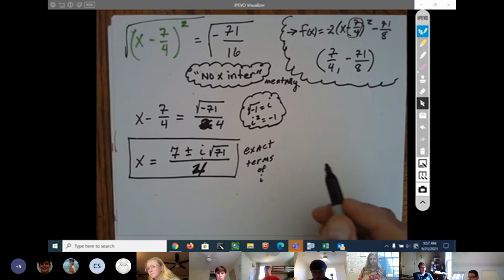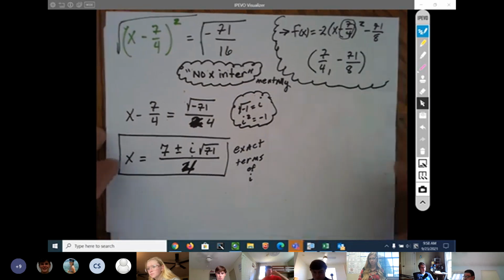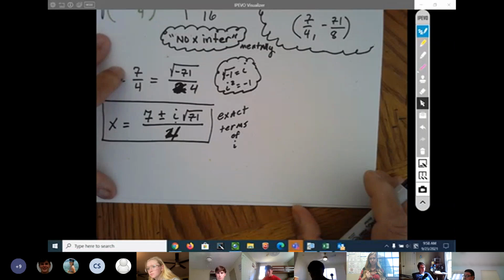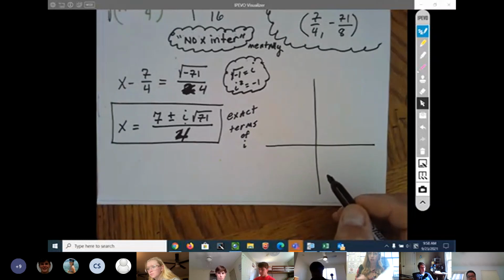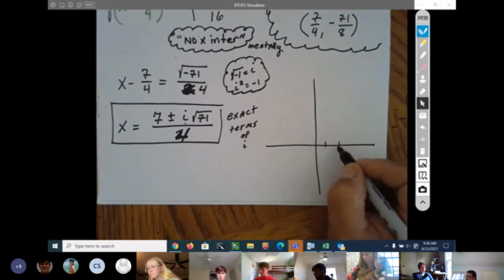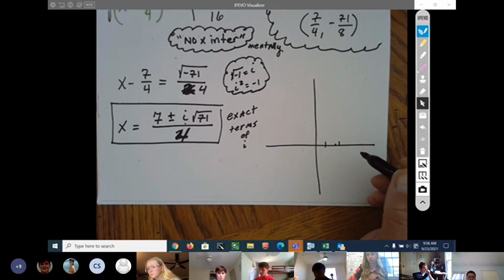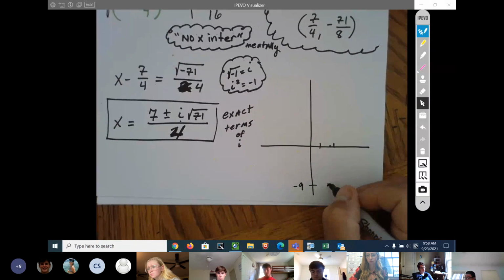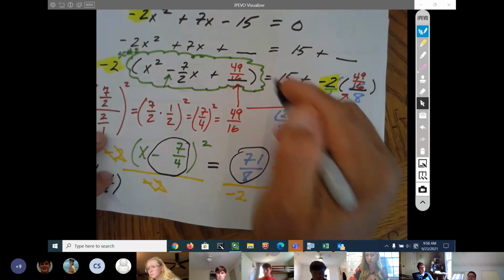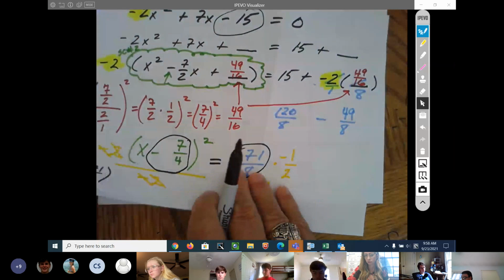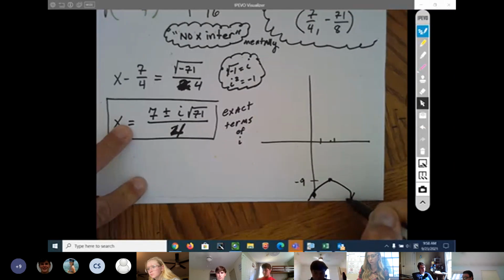All right, next, let's draw this thing. We know that the vertex is 7/4, which is 1 3/4, and negative 71 over 8. Well, 8 times 9 is 72, so I'm going to say it's about negative 9. So that's going to be down here, somewhere down here. The y-intercept is negative 15. So we can pretty much say that this is your graph.